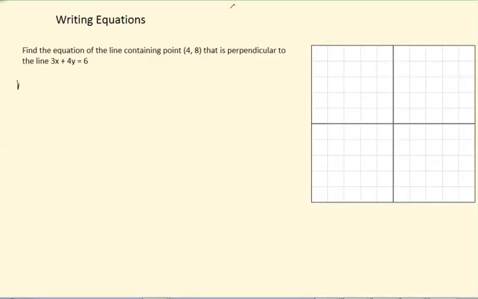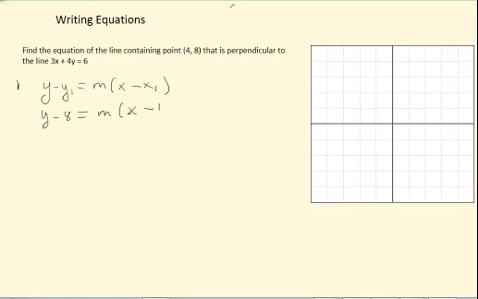Okay, so we'll start with the point slope form. And we use what we can here. Now we have the point. We know the point is 4, 8, so you'll have this. What we don't have is the slope. Okay, so that's where this comes in.